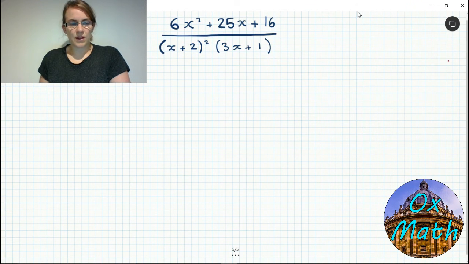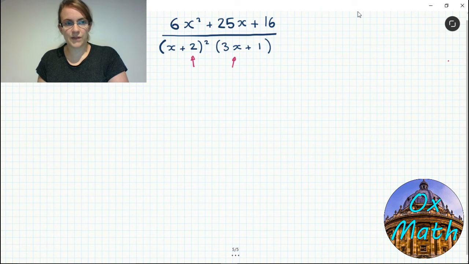So let's have a look at another example, and this time we don't have a quadratic on the bottom, but we do have a repeated factor here and a normal linear factor here. So we are going to need three partial fractions, and we will end up with three unknowns a, b and c, but this time I will do it by evaluating coefficients rather than picking strategic values of x.